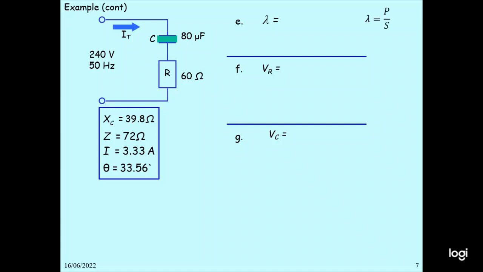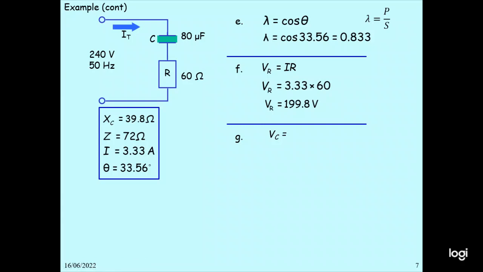So P by S, I have to calculate the cos theta. Cos theta is cos 33.56, you get 0.833. VR is I multiplied by R, so 3.33 multiplied by 60, 199.8 volt. VC equal to I into XC, so 3.33 multiplied by 39.8, you get 131.87 volt.